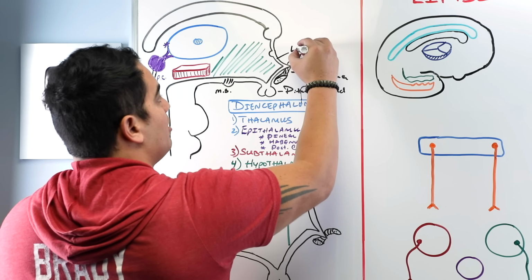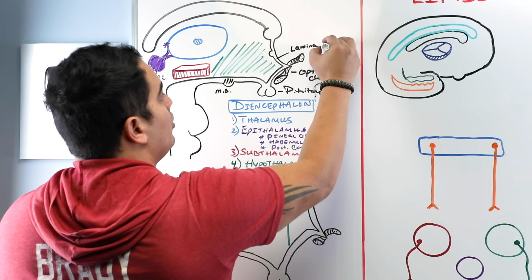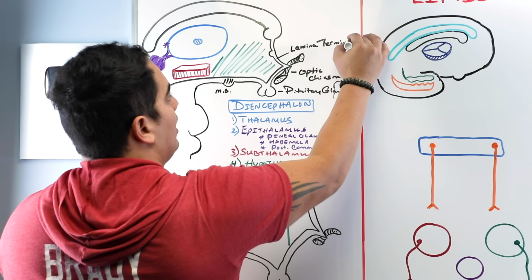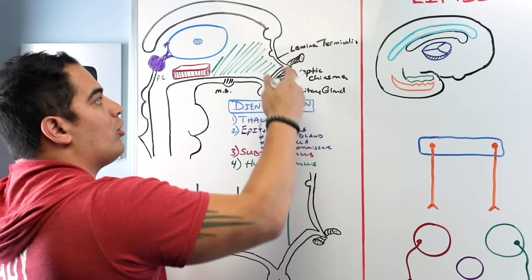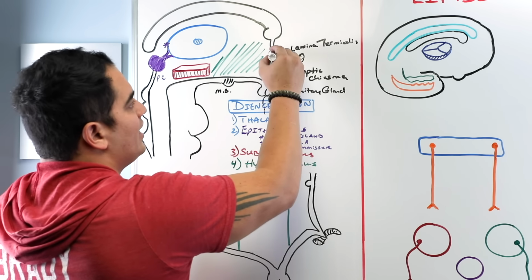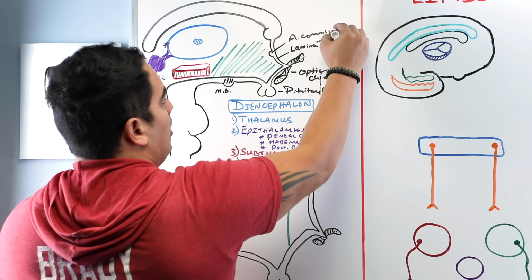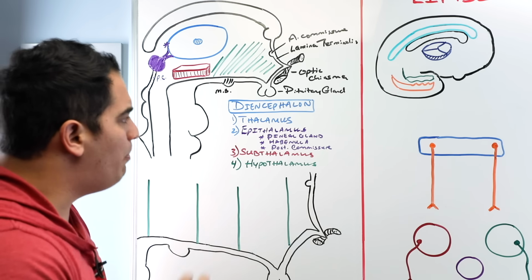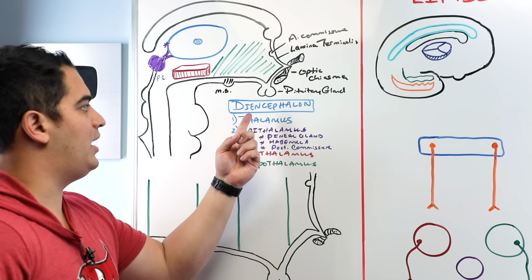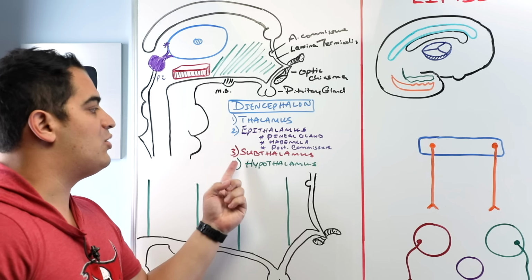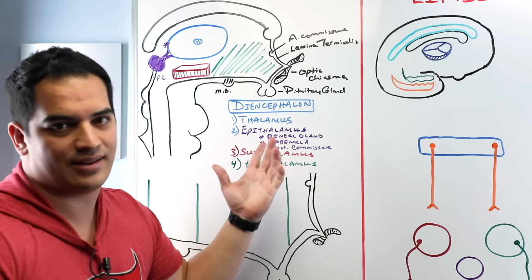This here is actually important. It's called the lamina terminalis. It just kind of gives you the border of this hypothalamus. And then really this little nugget here is called the anterior commissure. Okay? But the basic thing I want you to know, taking away from the anatomy, is that the hypothalamus is one of the 4 components of the diencephalon.